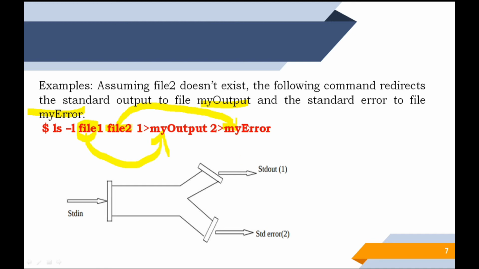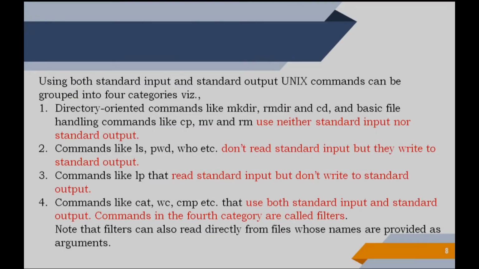Whatever output you get after executing this command will be redirected to my out, and 1 means standard output. If you get any error, that will be redirected to the file my error. So through the standard input you take the input, here the processing will be done, and after processing, any output will be redirected to the standard output, and any error will be redirected to the standard error. Once again we will see the execution.